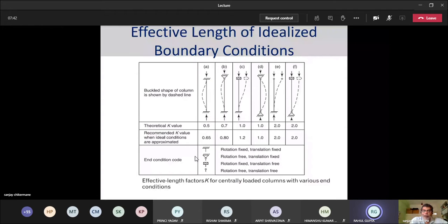Just tell me about the figure number, like you are talking about figure C or figure D. Okay, so let's first talk about figure D. Yes, sir. Now, in figure D, I want to find out what is the distance between 2 points of zero slope. Now, the first point of zero slope is at half length of the column.